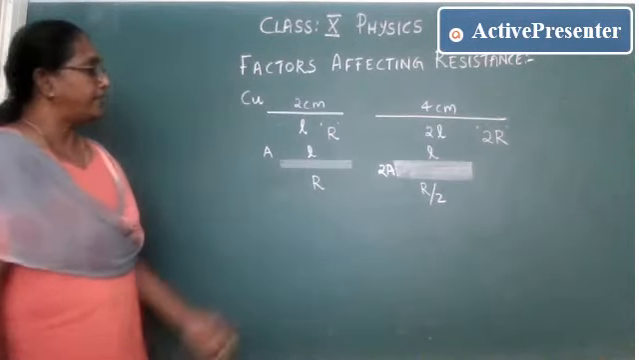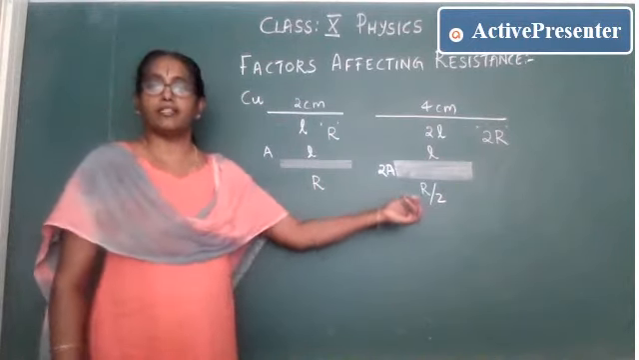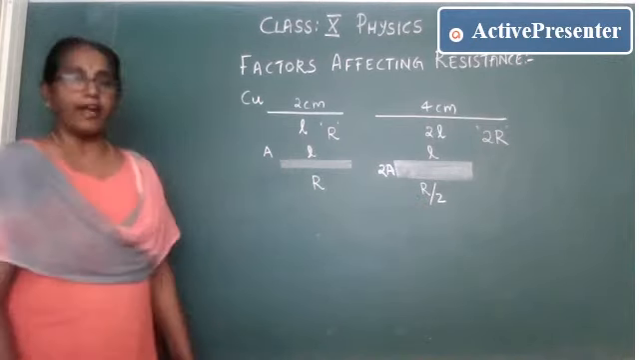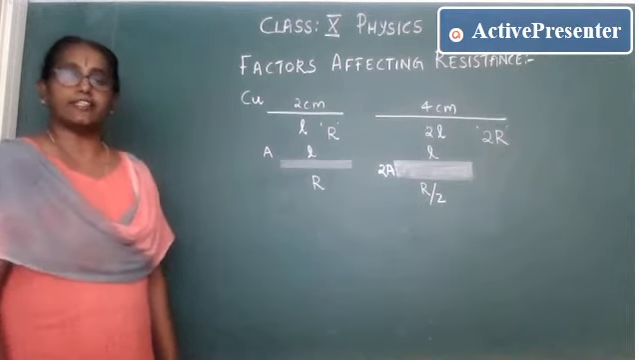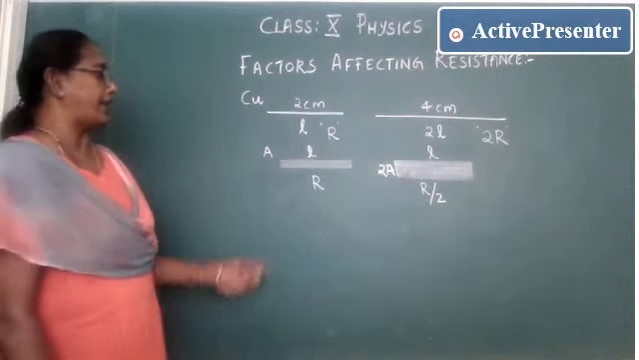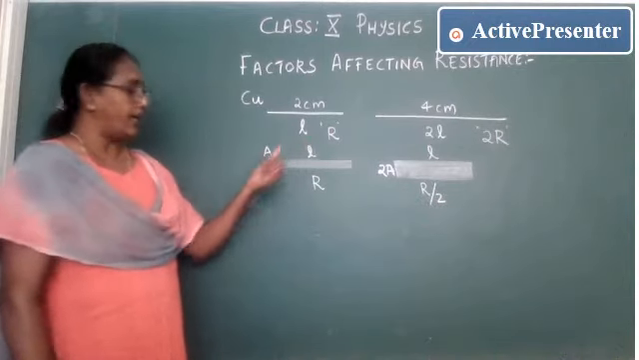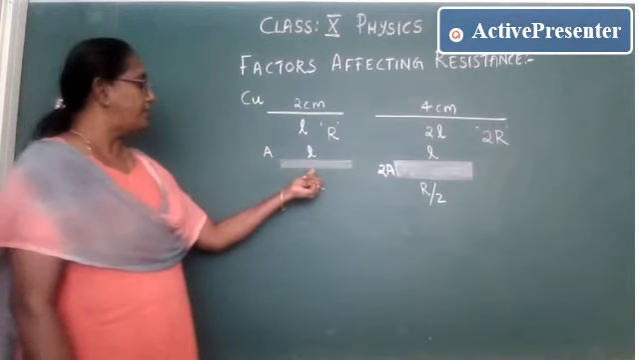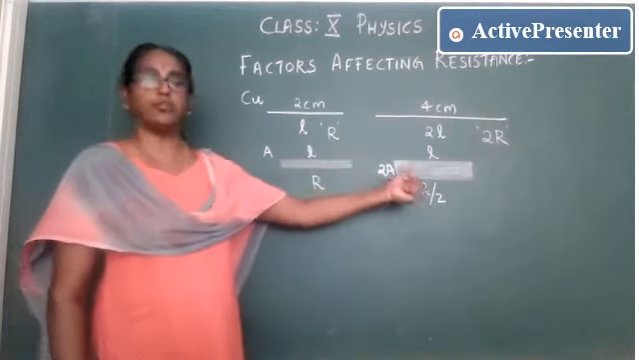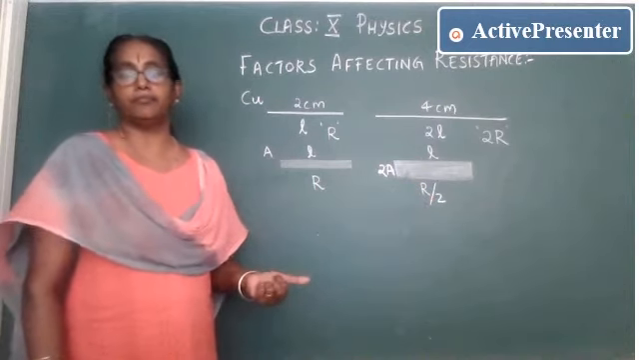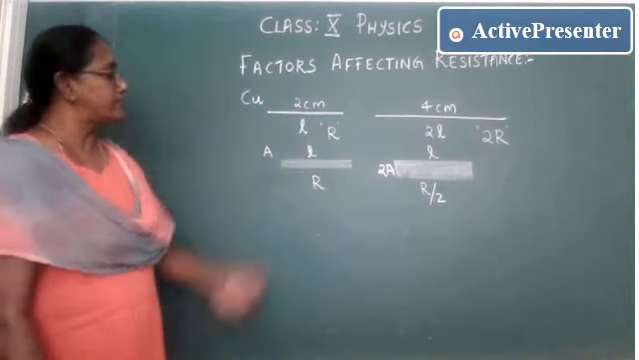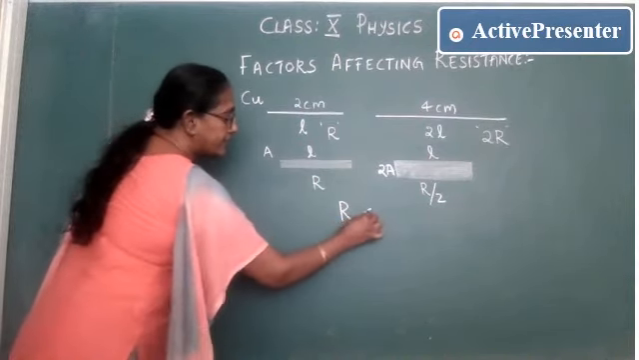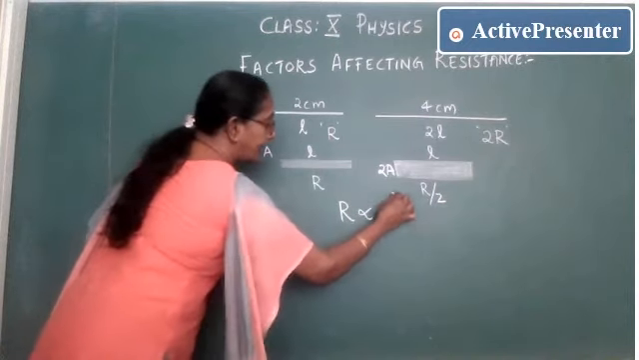What is the meaning? When the area of cross section is doubled, resistance is reduced. So now we can bring out 2 factors that determine the resistance of a wire. What are the 2 factors? One is length, another one is area of cross section. When you change the area of cross section, make sure that the length remains the same.